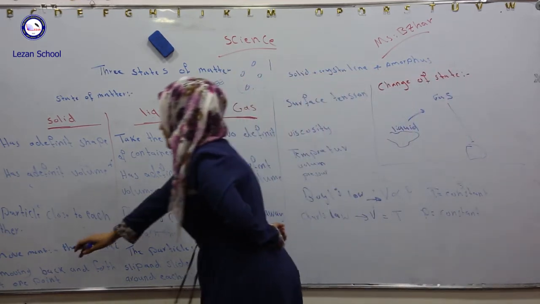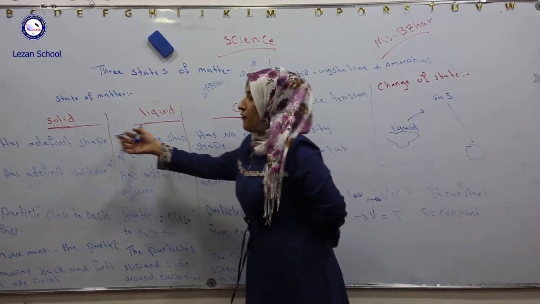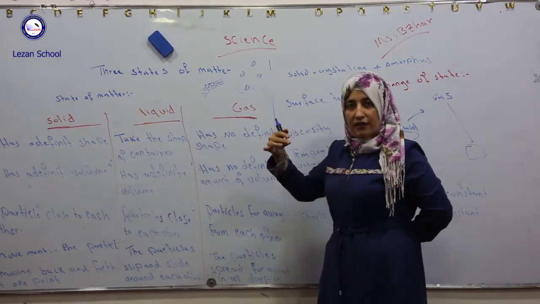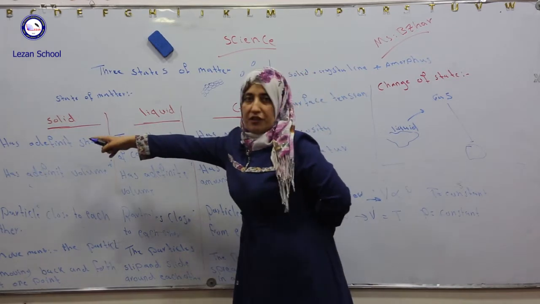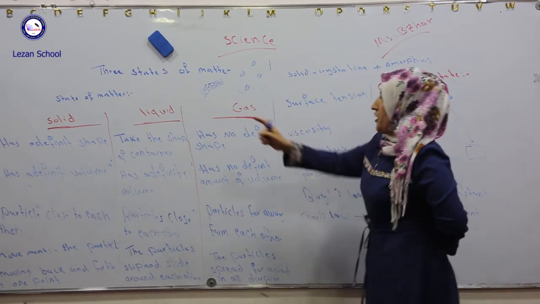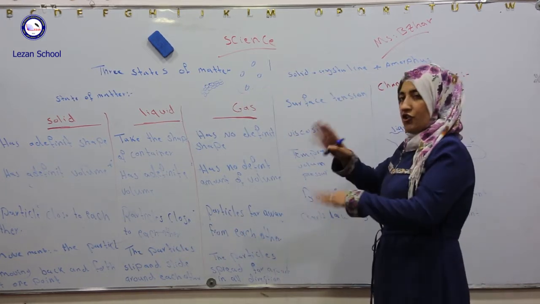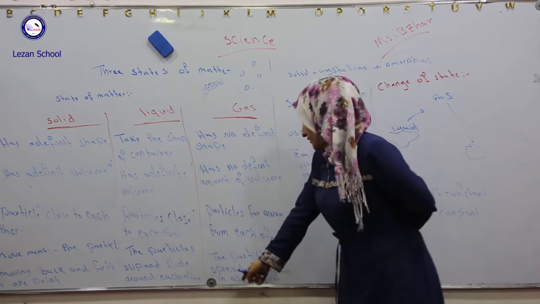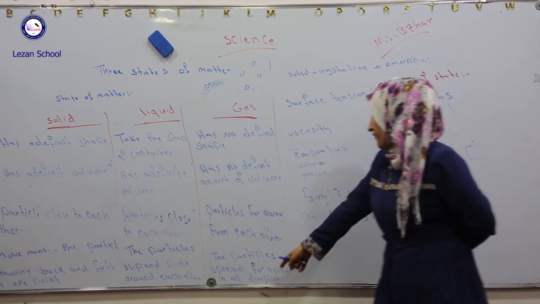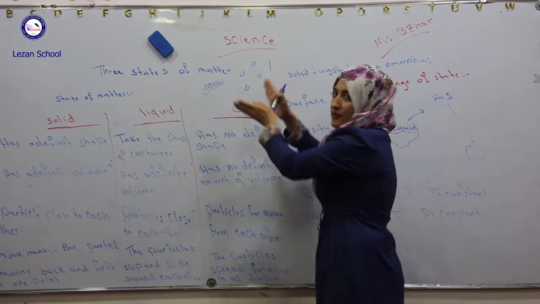Number four, the movement of particles. In solid, the particles move back and forth around one point. But in liquid, the particles slip and slide around each other. In gas, the particles spread far apart and move in all directions.